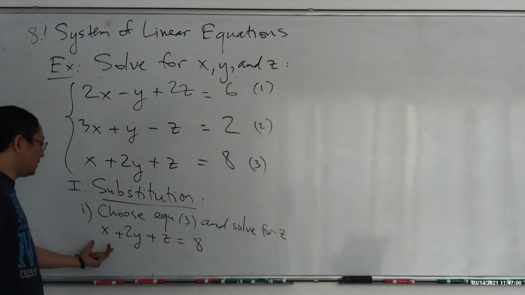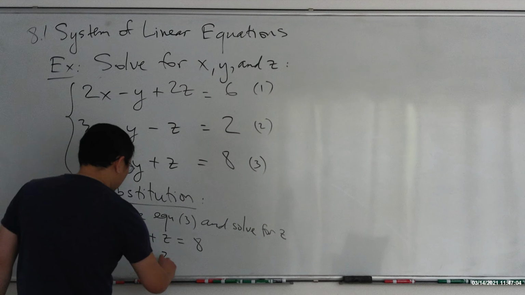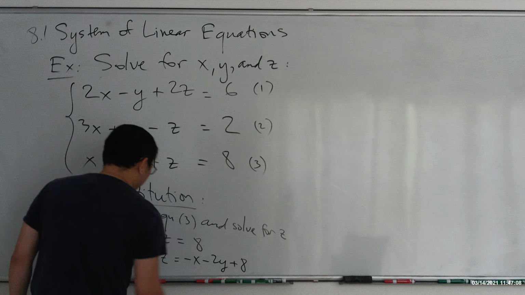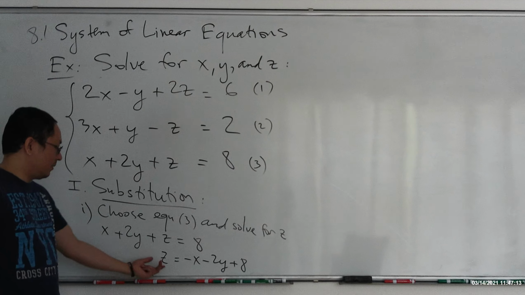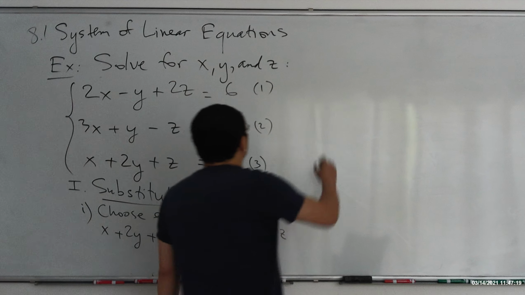So I solve for z, meaning in terms of x and y, of course. I'm going to subtract x and 2y on both sides. So z is equal to negative x, negative 2y plus 8. Just simply subtract 1x and 2y. I don't have to do any division, because I got z by itself. So z is minus x minus 2y plus 8.